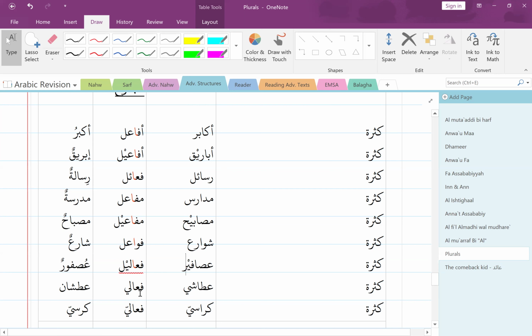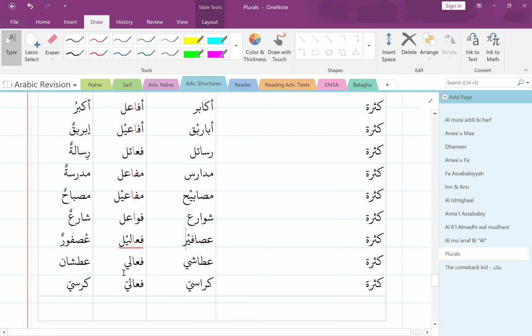So that's an important thing to always remember. 2 letters before, then you have an alif, then at least 2 letters after. If there are more than 2 letters, then the middle letter has to have a sukun, right? So these are some of the plurals.